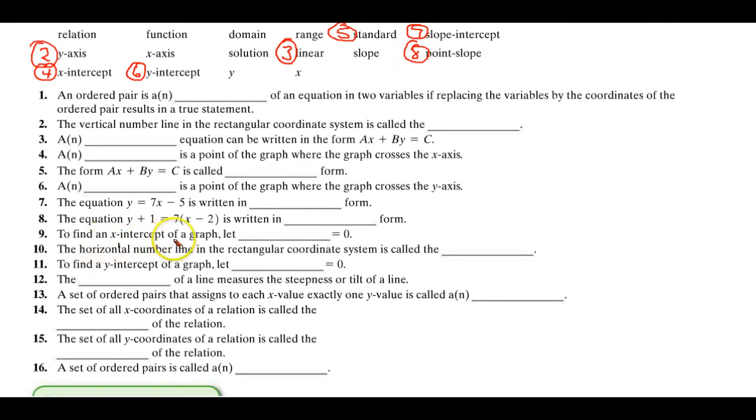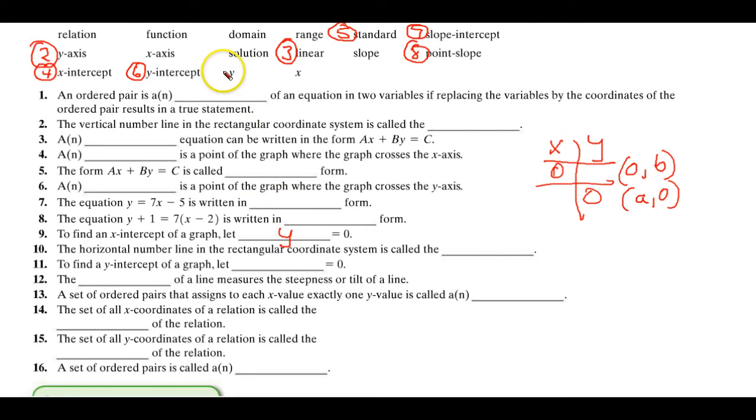To find the x-intercept of a graph, let, and again, if we use our little t-chart, now the x-intercept is this one. This is going to be a comma 0, and this is the y-intercept 0 comma b. Here we're going to let the y equals 0. So this is number 9.